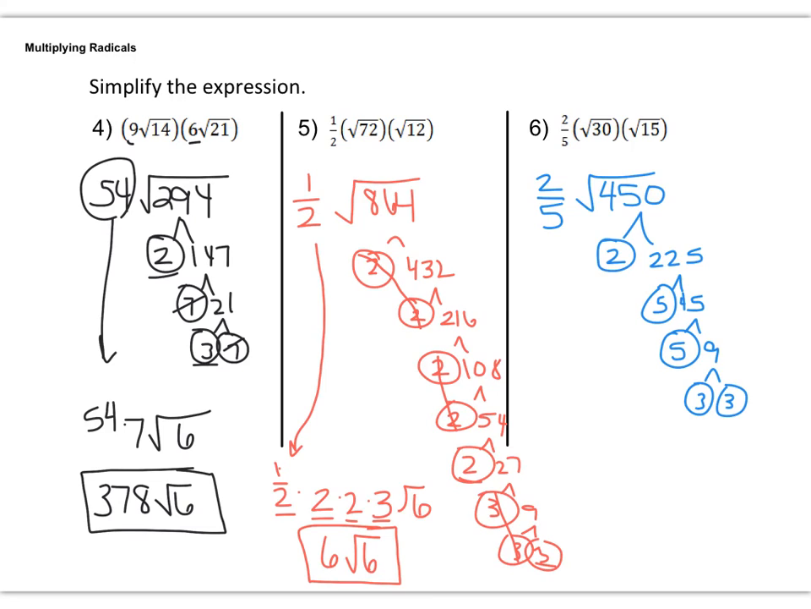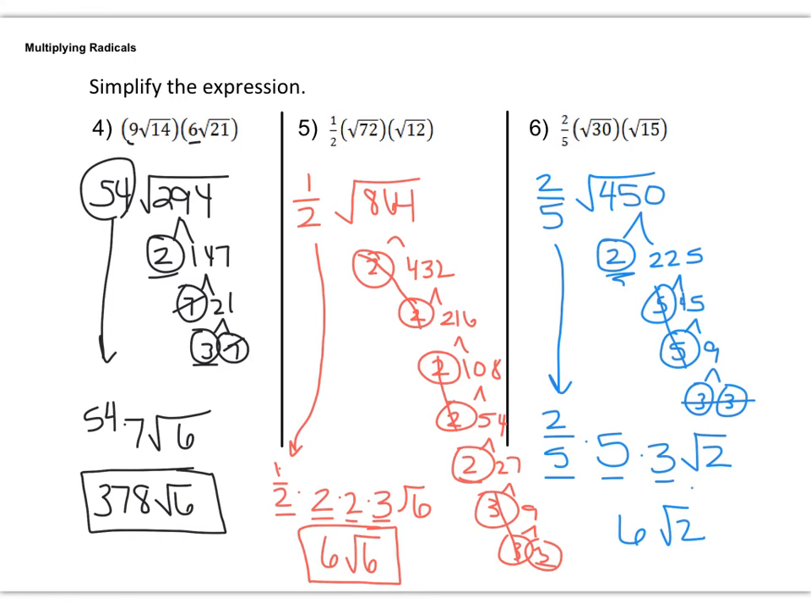So looking for pairs, I got a pair of 5s, a pair of 3s, leftover 2, and then don't forget this number, the 2/5 that was out in front. So 2/5 times 5 is 2, times 3 is 6, and a radical 2. Again, if the multiplication of those fractions bothers you, grab a calculator and we can type those in. All right, that is it for multiplying. Multiply outside, multiply inside, do your factor tree to simplify.